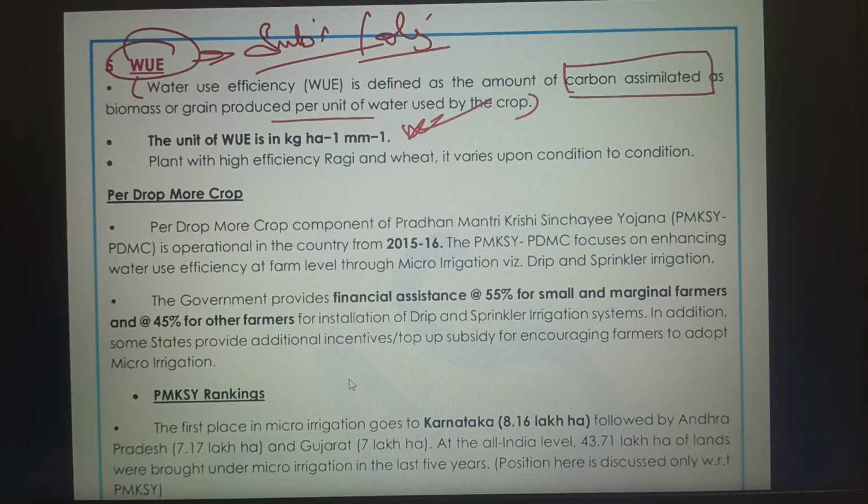The next is your per drop more crop. It is related to what? It is related to drip irrigation only. So per drop more crop comes under Pradhan Mantri Krishi Sinchai Yojana and was launched in year 2015-16.